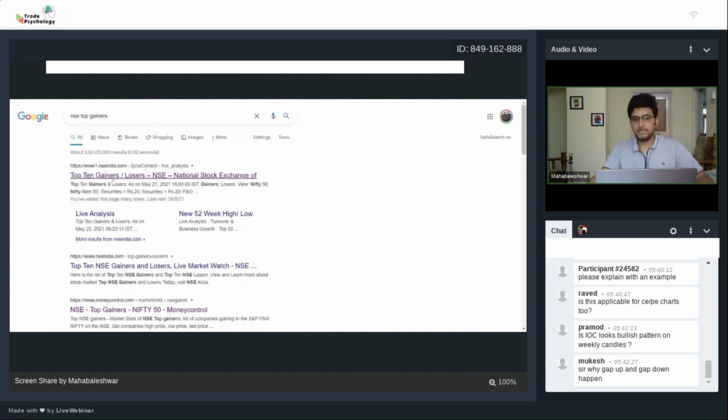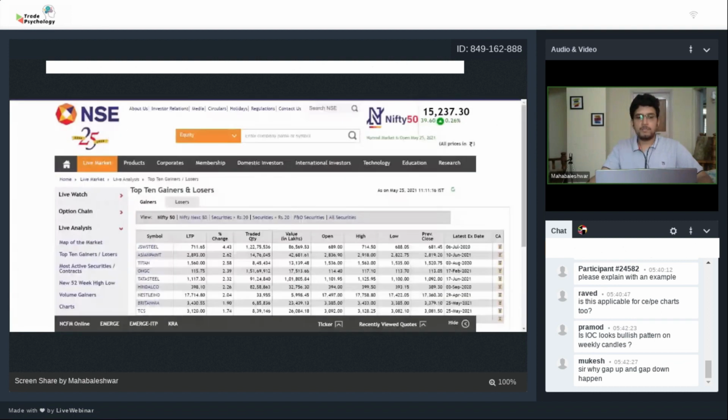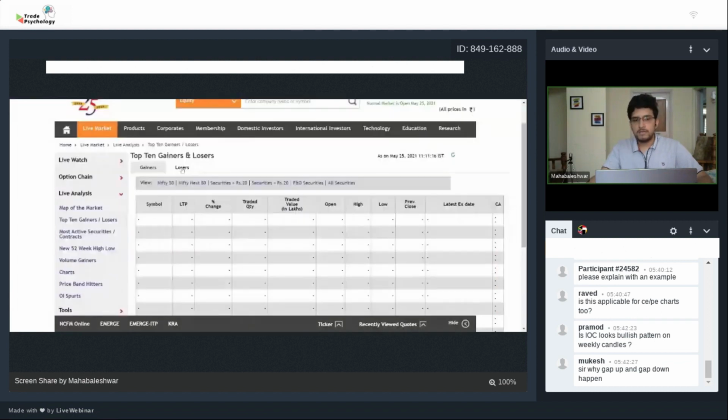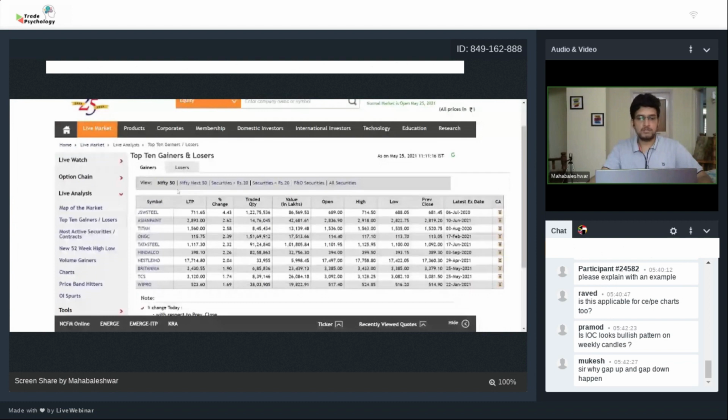Once you go to this website, you will get the top gainers and top losers for the Nifty index. You just have to select the Nifty index. There are different indices. We have the Next Nifty, we have the F&O securities. Just focus on the Nifty index. When you see the Nifty index today, we are seeing JSW Steel, Asian Paints, Titan, ONGC, Tata Steel. These are the stocks which have given the highest percentage of gain today.